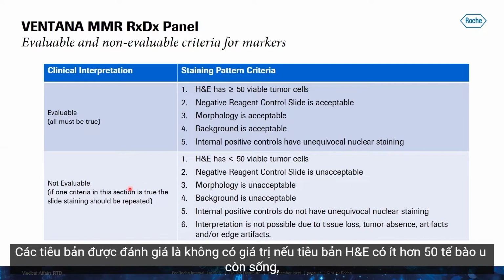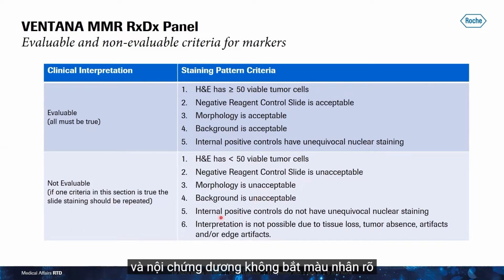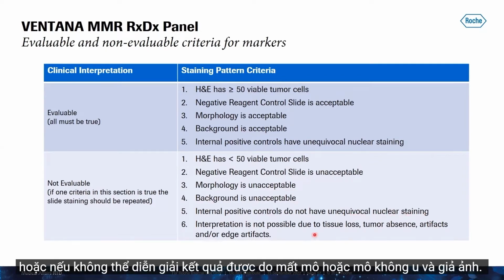The slides will not be evaluable if the H&E has less than 50 viable tumor cells, if the negative reagent control slide, morphology, and background are unacceptable, or if the internal positive controls do not have unequivocal nuclear staining. Or if the interpretation is not possible because of tissue loss or tumor absence, of course, and artifacts.